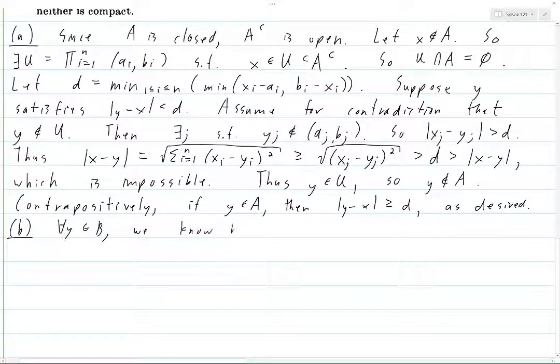we know by the proof of exercise A, well, not by the proof, but by the statement, that there exists a d, and we'll call it dy, such that the distance between x and y is greater than or equal to dy, and this will hold for all x in A.